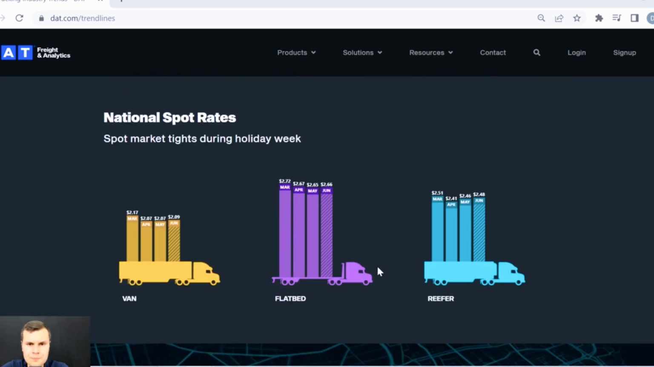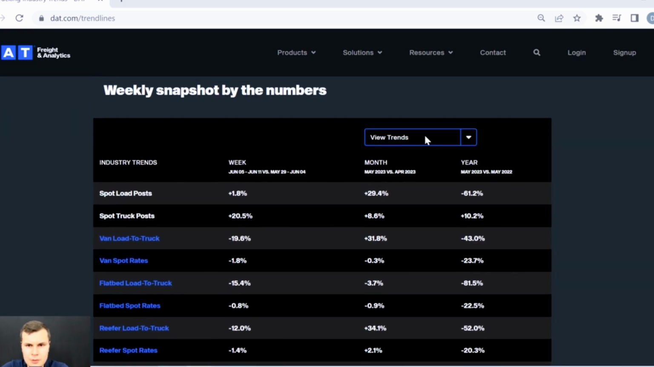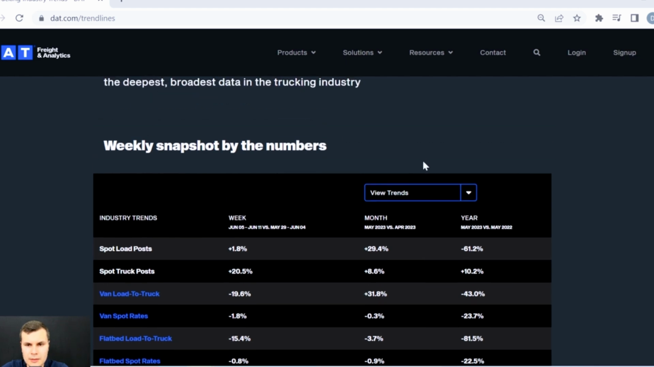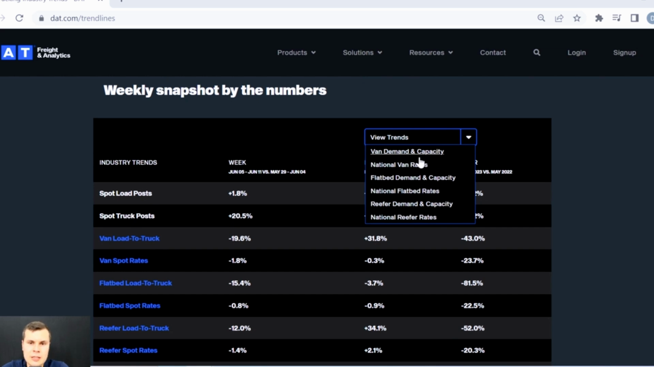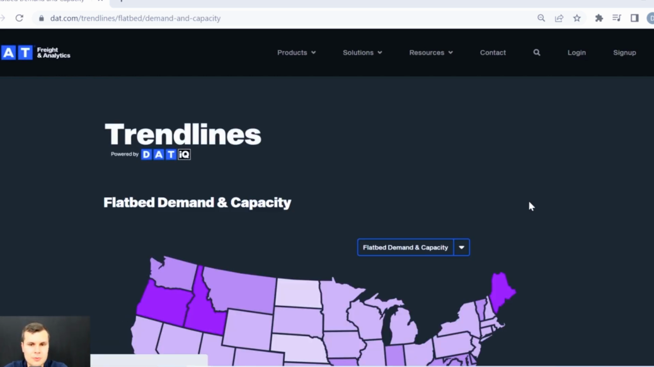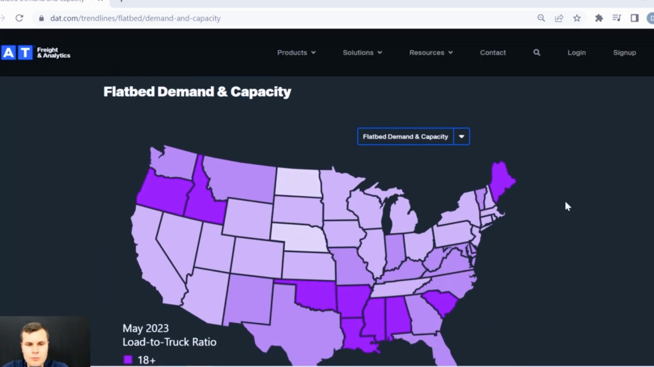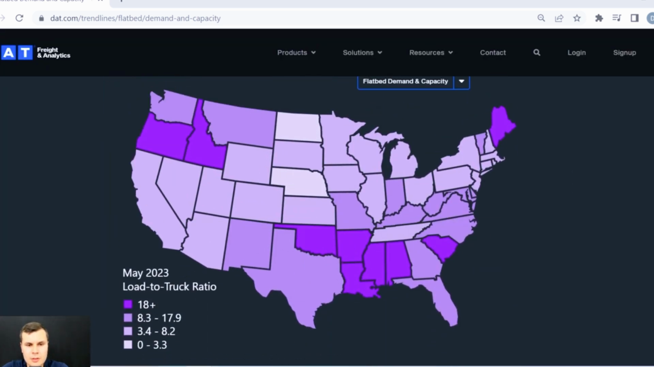If we go back up to our trends, snapshot by the numbers, here where it says view trends, you can also see a demand and capacity map for each type of equipment, for dry van, flatbed, and reefer, and you can see a national rates map once again for each type of equipment. So let's choose flatbeds. Let's take a look at the flatbed demand and capacity map. So this is again load to truck ratio.